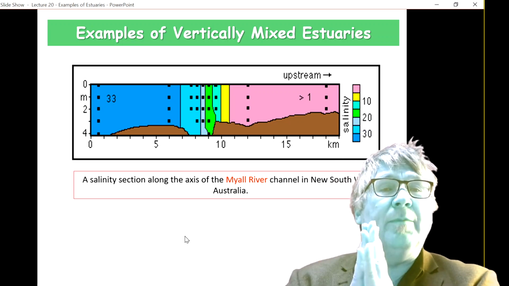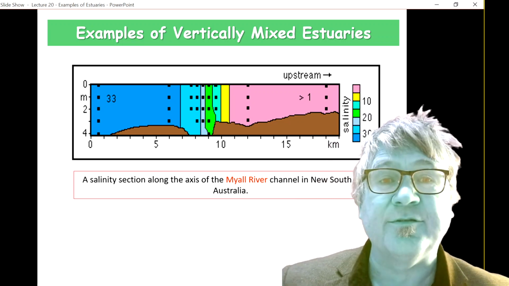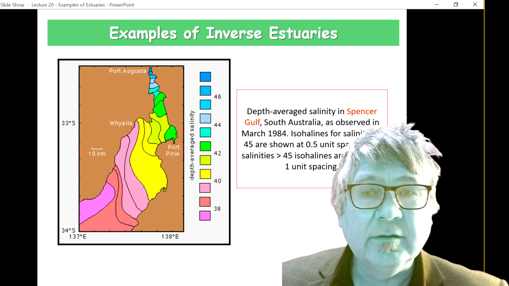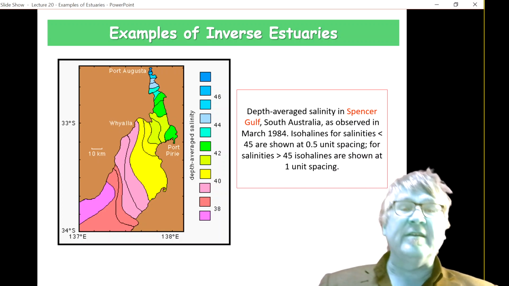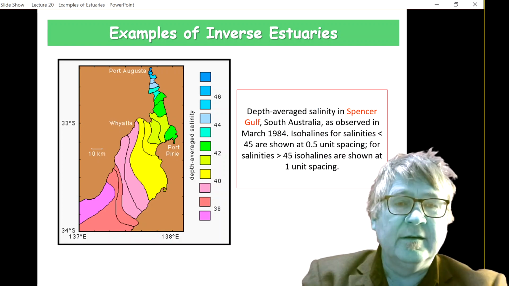So we also talked about salt plug estuaries, and I also found an example of a salt plug estuary. And this is shown on the next slide. No, it's not. It's an inverse estuary first. Sorry about that. An inverse estuary.